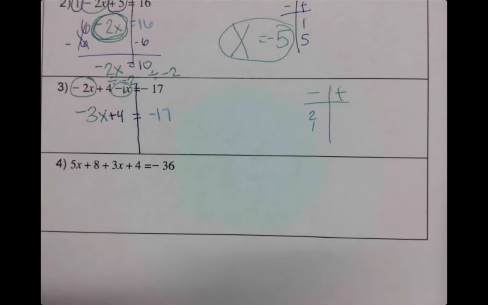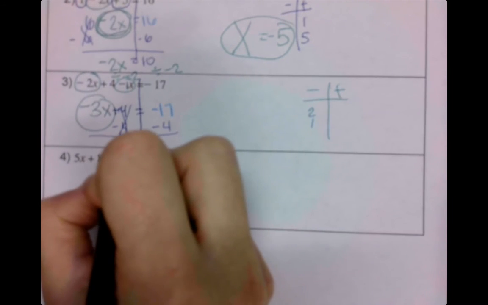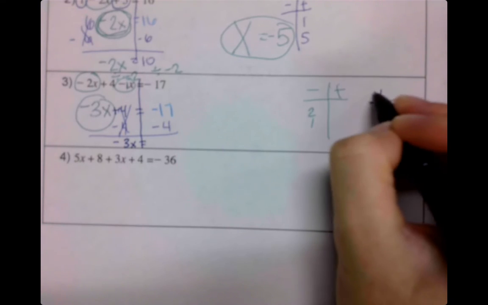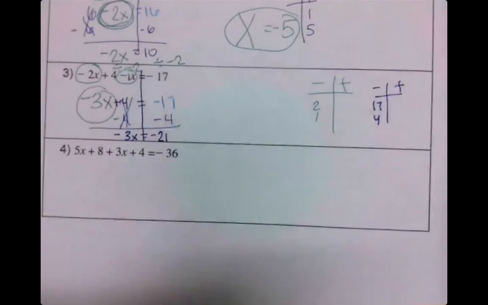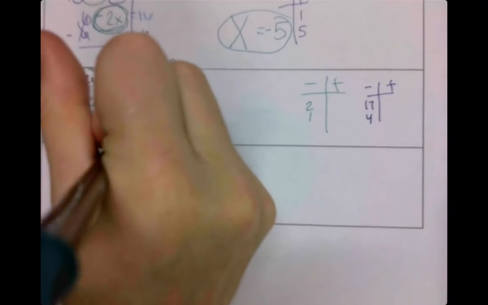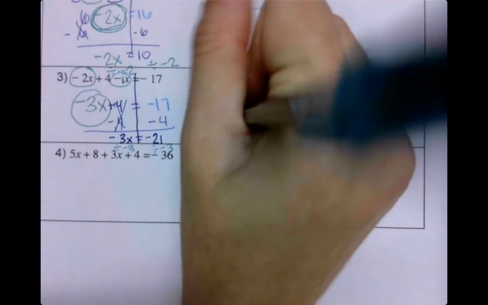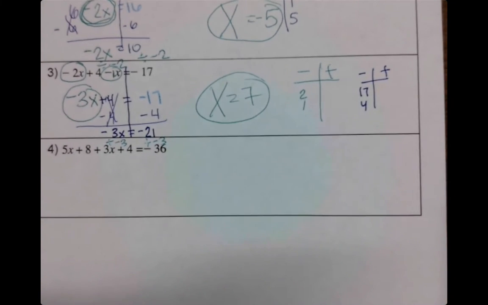On both sides, what should you have done? Minus 4 here, minus 4 here. That gives me negative 3x, and that gives me negative 21. Divide that bad boy by negative 3, and your final answer should have been positive 7. Hopefully you're feeling better today.